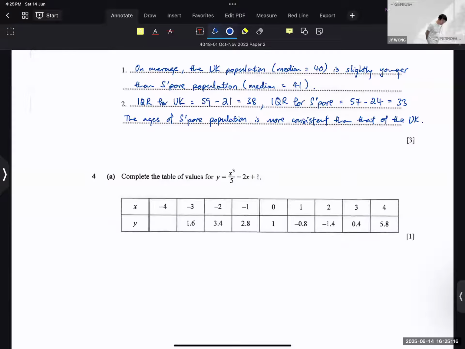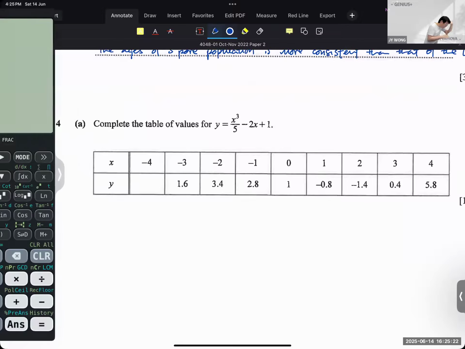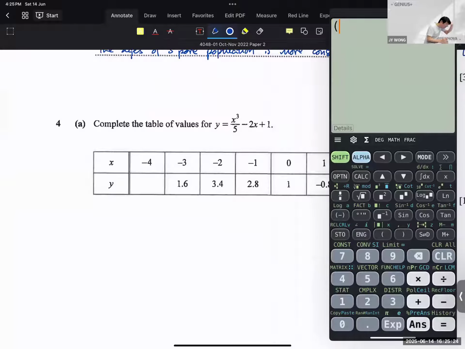Next, complete the table of values for y equals x cubed over 5 minus 2x plus 1. So I just sub in x equals -4. So (-4) to the power of 3 over 5 minus 2 bracket -4. Please be careful when you press your calculator to include the position of the brackets properly.